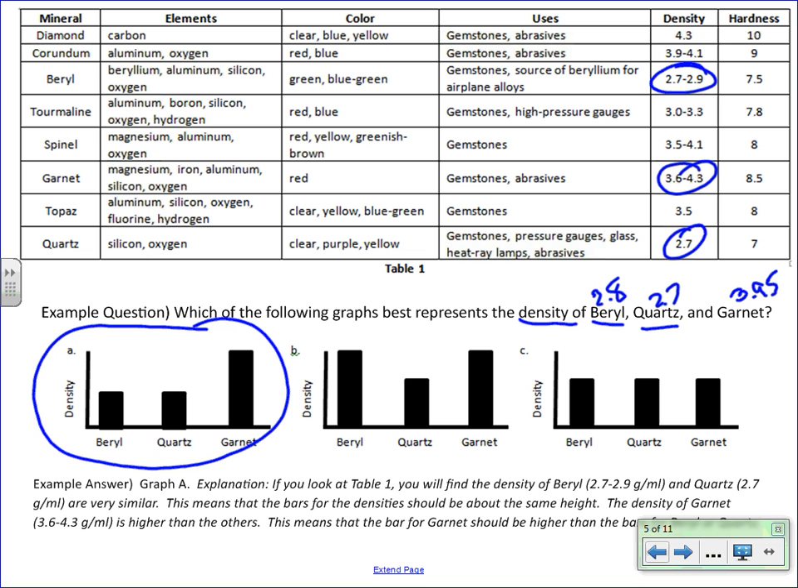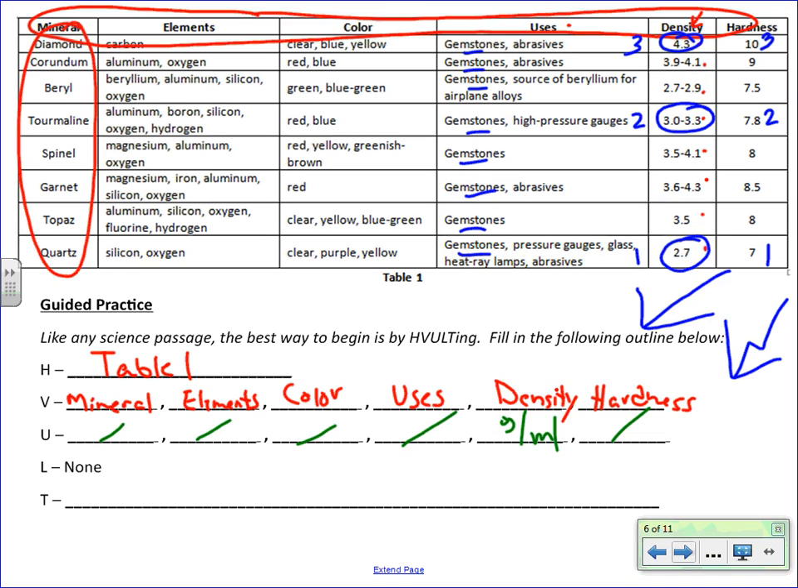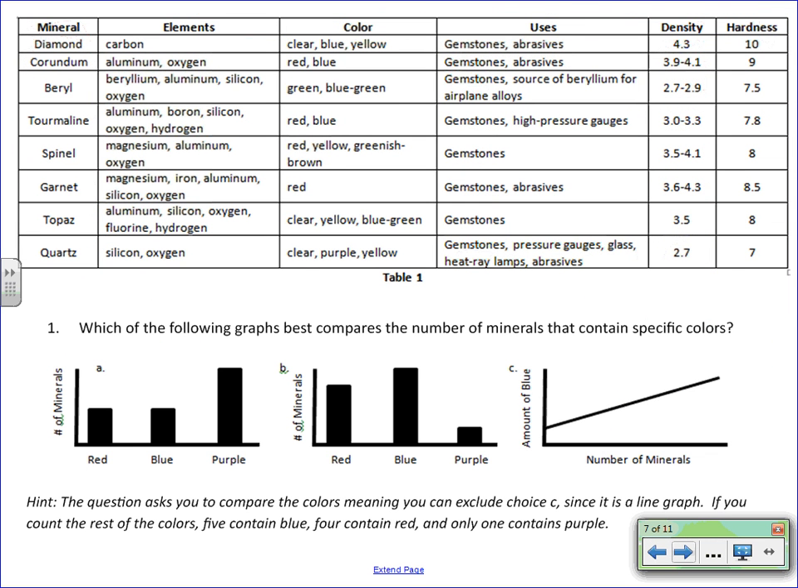You see beryl and quartz should be right next to each other, almost indistinguishable because there's only a 1/10 of a point difference between them, and that garnet is higher than both of them. This is how you're going to tackle all of these problems. So what you want to do right now is work on questions 1 and 2, the ones with the hint at the bottom. Once you have finished answering questions 1 and 2, you can press play and we'll go through the answers together.